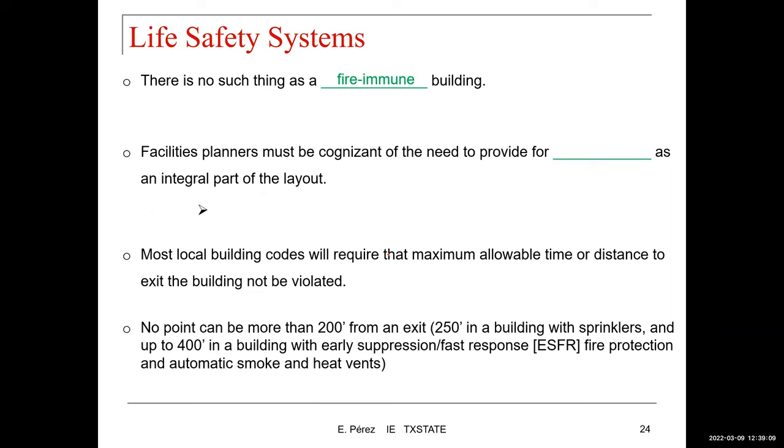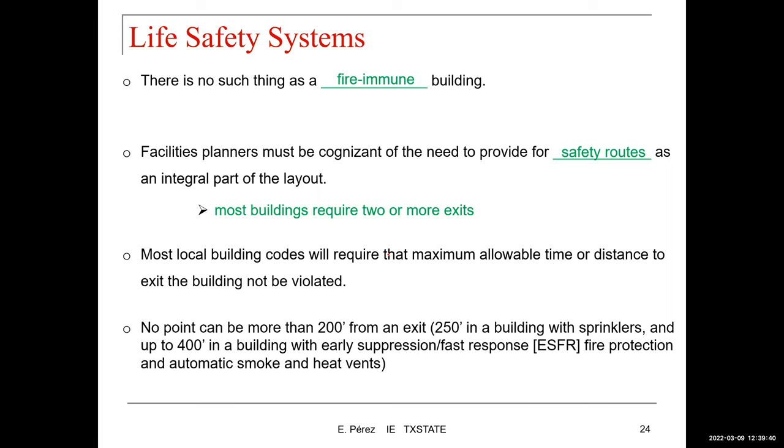So there's no such thing as a fire-immune building. There's no way that you can completely make sure that a fire is not going to occur. So the facilities planner must be cognizant of the need to provide safety routes as an integral part of the layout. At least you should have two exits in which you allow people to leave the facility. So at least two or more exits.